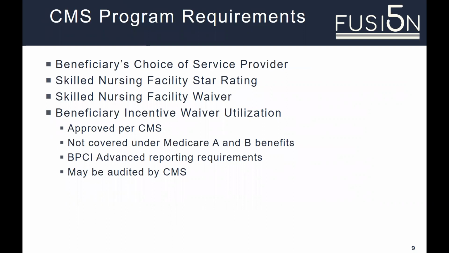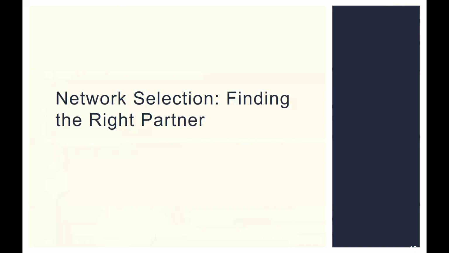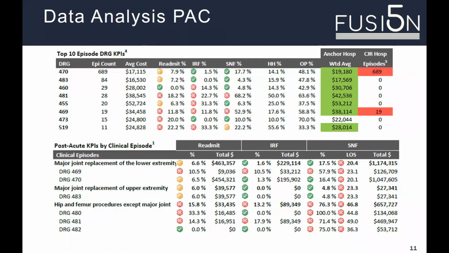Yeah, and that goes directly into where we're going to move towards, and that's really the network selection, or finding the right partners to deliver these services to your patients. So let's take a look at an example of a post-acute care data analysis report that Fusion5 will present to you and to your team so that you can begin to really look at the information.